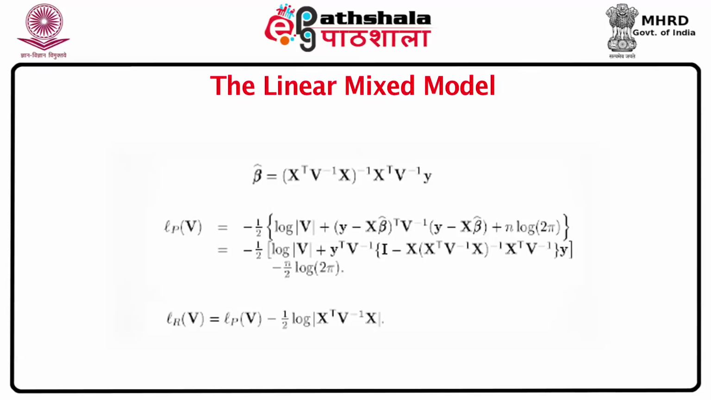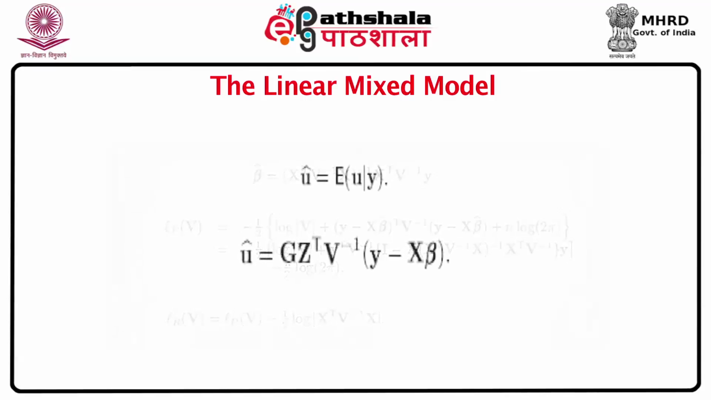However, it turns out that maximizing LPV to get the maximum likelihood estimates of the parameters in V is not necessarily a very good idea, and the resulting estimates can be biased. So we consider something else which we have denoted by LRV, equal to LPV minus half log determinant of X'V^-1 X. This is called the restricted likelihood, and it leads to an estimator which is called the restricted maximum likelihood estimates.